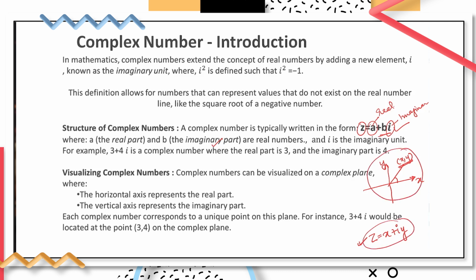So, in algebra the complex number is written as z equals x plus iy. The horizontal axis represents the real part and the vertical axis represents the imaginary part. Actually, in mathematics the concept of complex numbers extends the concept of real numbers by adding a new element i, which is an imaginary unit, and i square is represented by -1. That means we can say that i is the square root of -1. This is iota, and this is the complex number. This represents the imaginary part. So, this is about the complex number.